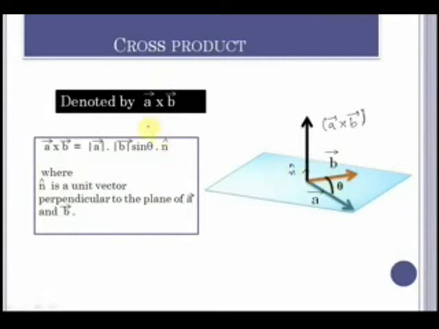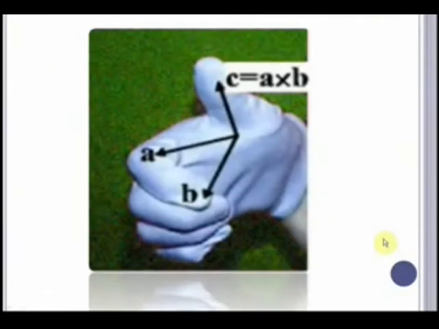Thus A cross B is equal to modulus of vector A into modulus of vector B into sine theta into n cap. The theta is the angle between these two vectors, and n cap is a unit vector perpendicular to the plane of A and B. Now in which direction would n lie? This is determined through the right hand thumb rule. What we do is we curl our fingers from A to B, and the direction of our thumb denotes the direction of A cross B.